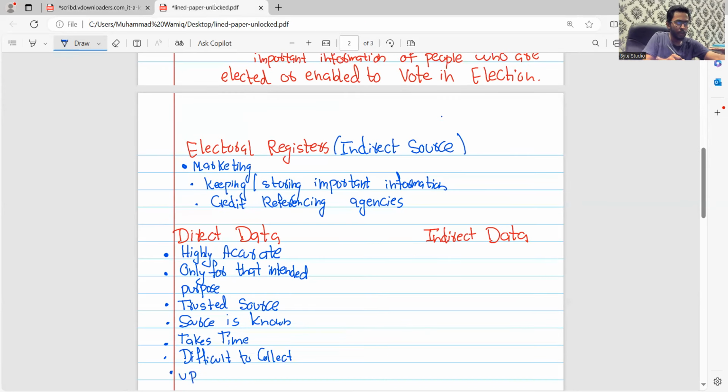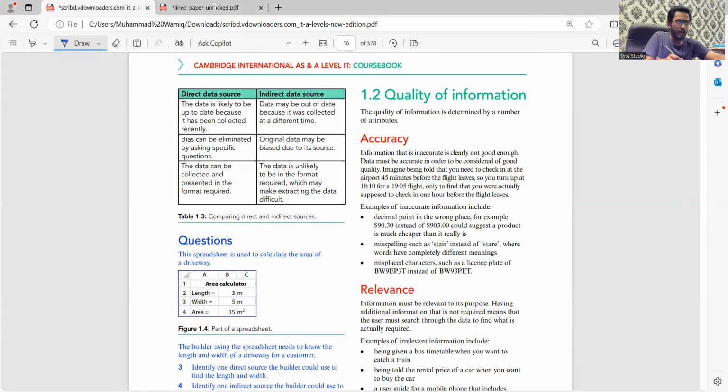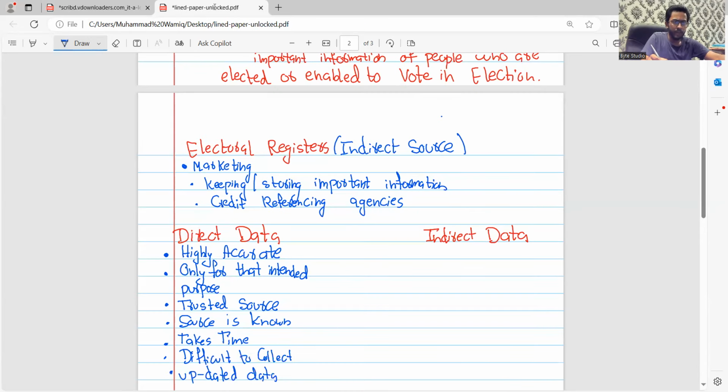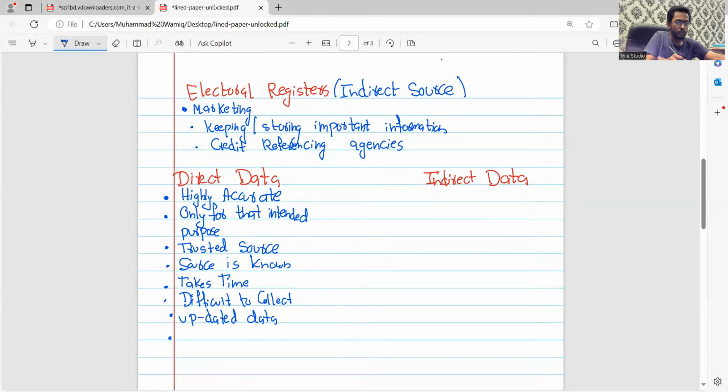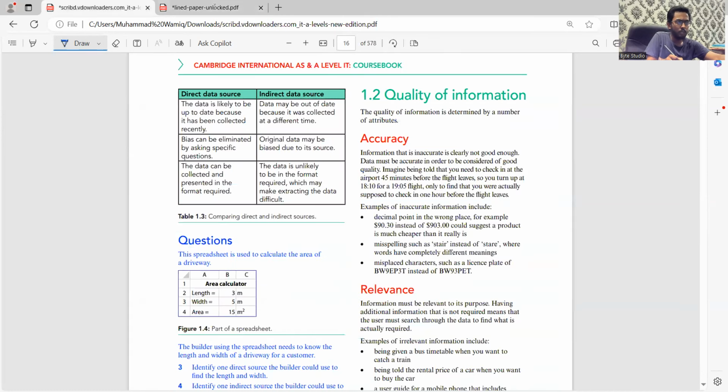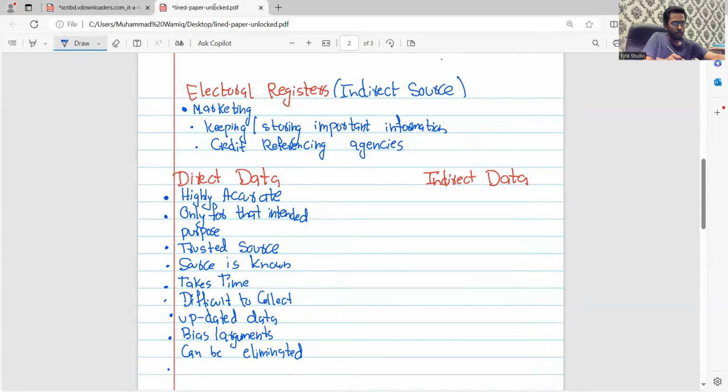If you are working on a direct source, this gives you updated data, and bias can be eliminated by asking specific questions. You can write biases or arguments. Arguments can be eliminated. You can speak up any point if you have in your mind as well. I'm going to write it down here as well. The data can be collected or formatted as well. So these are some of the pointers for your direct data source.